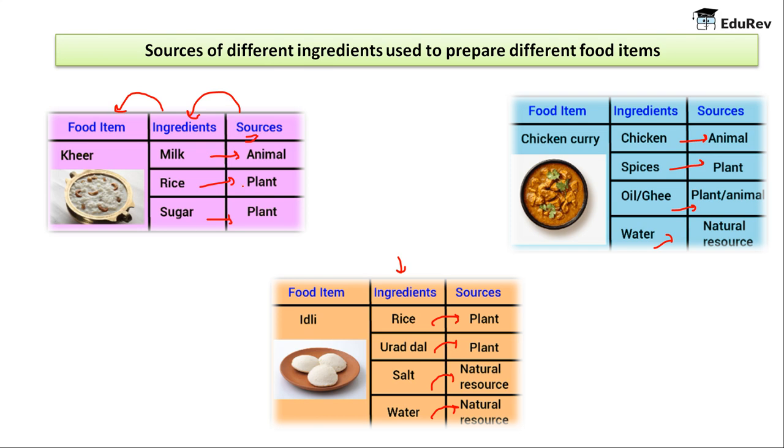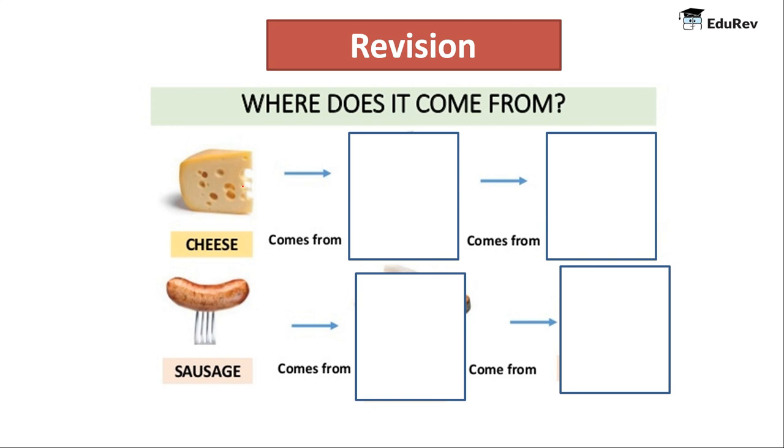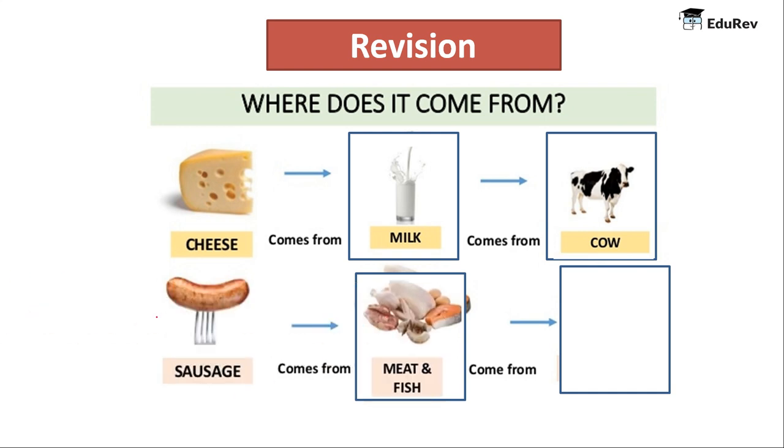That was all for this video. Let's revise. You can cover the entire concept discussed in this video through this revision question. So, children, tell me, cheese comes from milk. And milk is an animal product. Milk comes from cow. Sausage comes from meat and fish. Meat and fish come from animals. So sausage is an animal product.